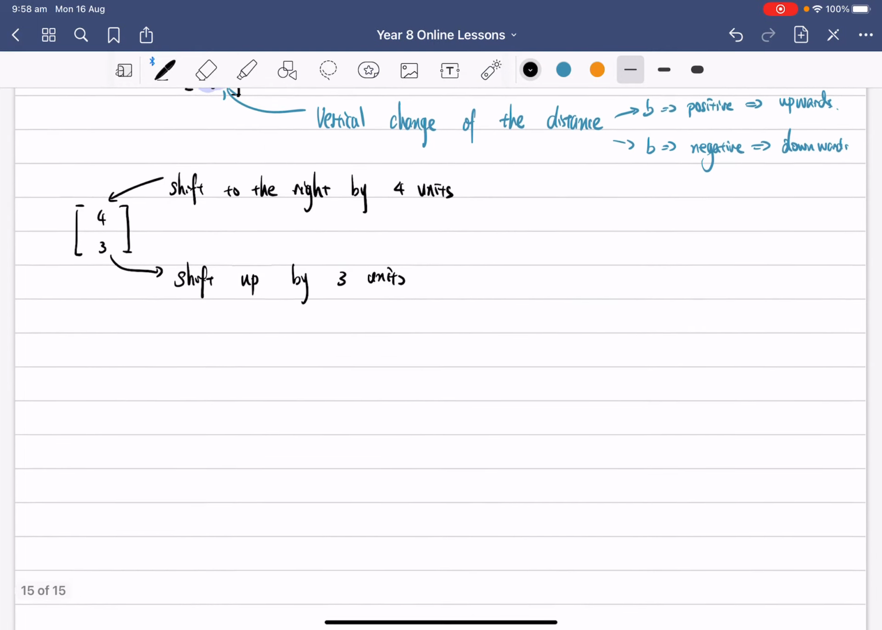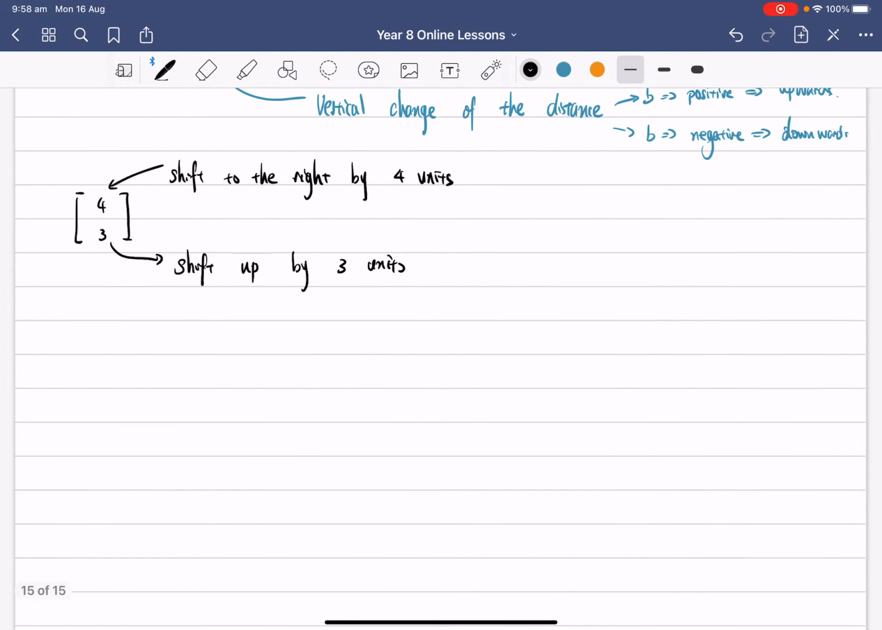So this is how you find out what the direction is and also what the magnitude is. The magnitude is the number, which tells you what distance the object is shifting. And the direction means, if it's positive, then it's to the right, and if it's negative, it's to the left, for the horizontal change of distance. If it's a vertical change of distance, it's moving up and down.